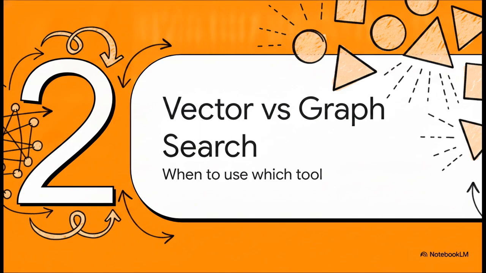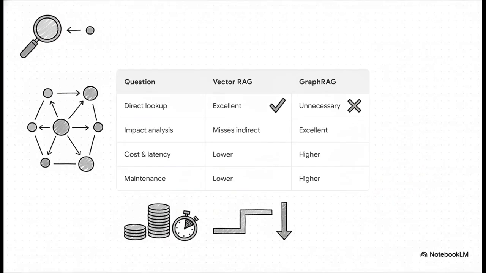Which brings us right to Section 2, vector versus graph search. Now that we know these tools aren't competitors, let's see how they actually build on one another in the real world. This table brilliantly illustrates when to use which tool. If your question is a direct fact lookup, like what does create payment return, vector RAG is excellent, and honestly, GraphRAG would just be unnecessary overhead.